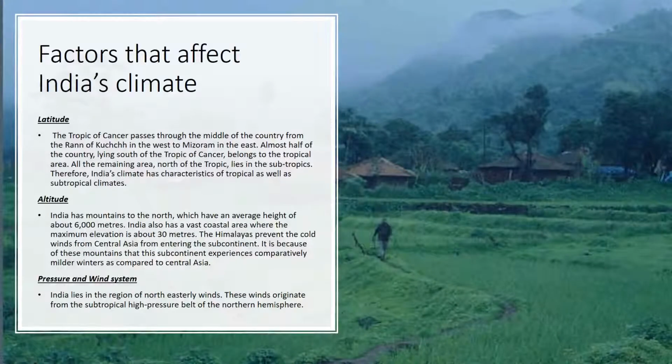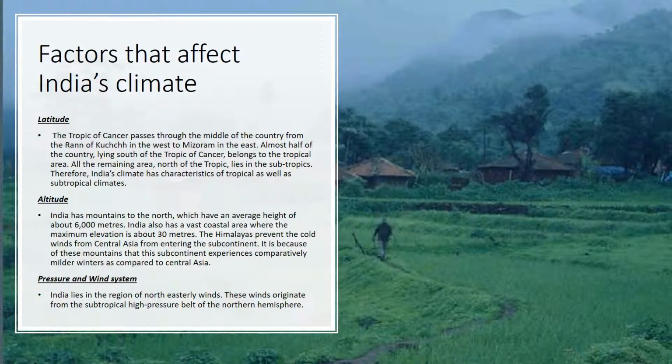Now let us take a look at the factors that affect India's climate. Latitude. The Tropic of Cancer passes through the middle of the country from the Rann of Kutch in the west to Mizoram in the east. Almost half of the country, lying south of the Tropic of Cancer, belongs to the tropical area. All the remaining area, north of the tropic, lies in the subtropics. Therefore, India's climate has characteristics of tropical as well as subtropical climates.